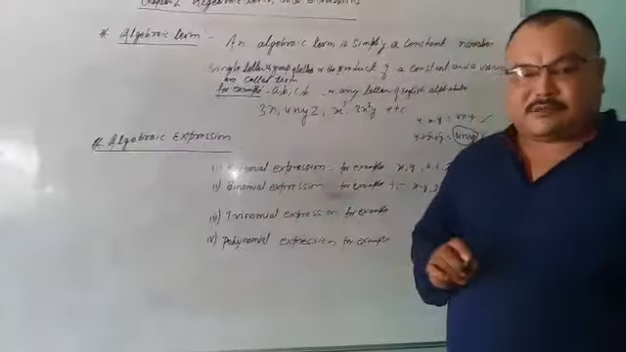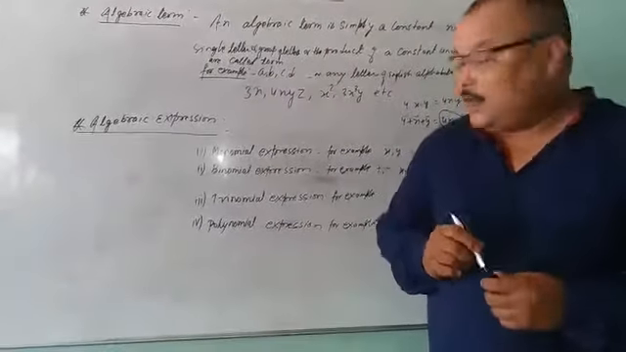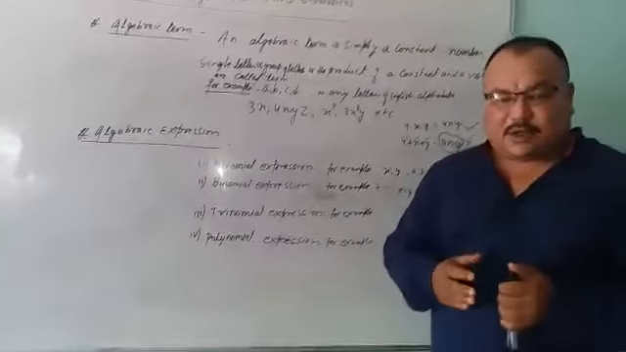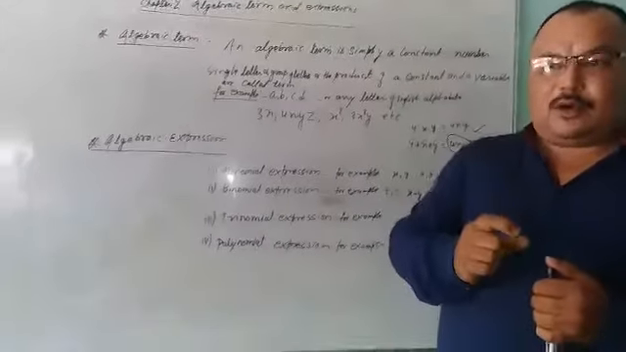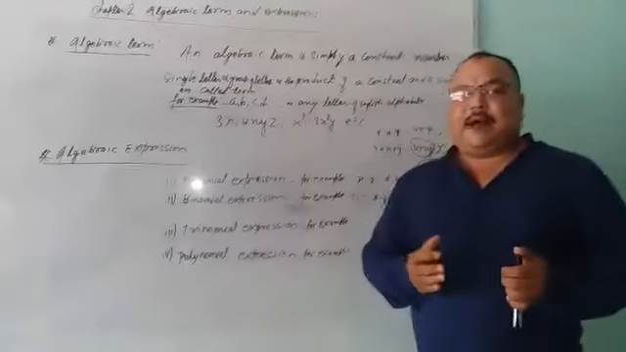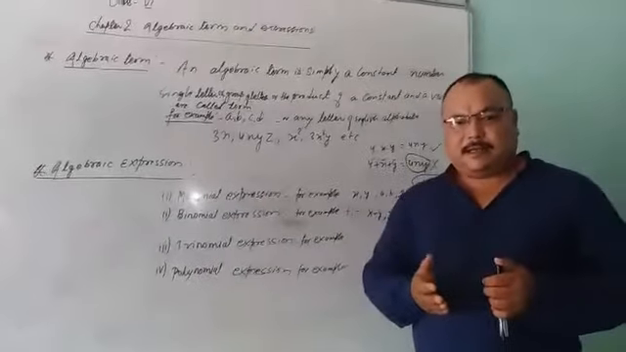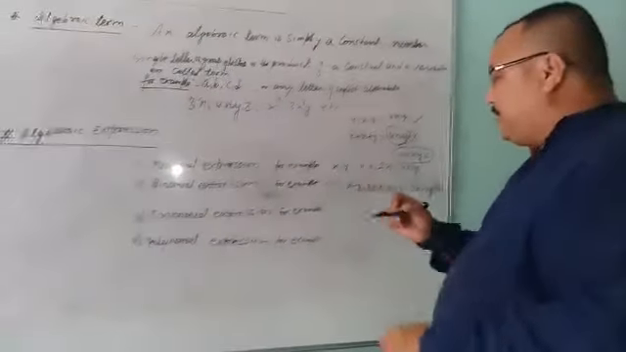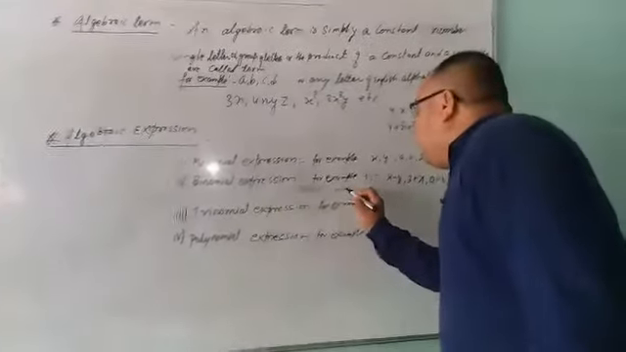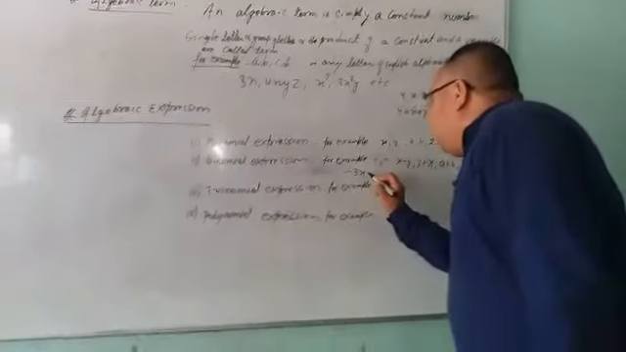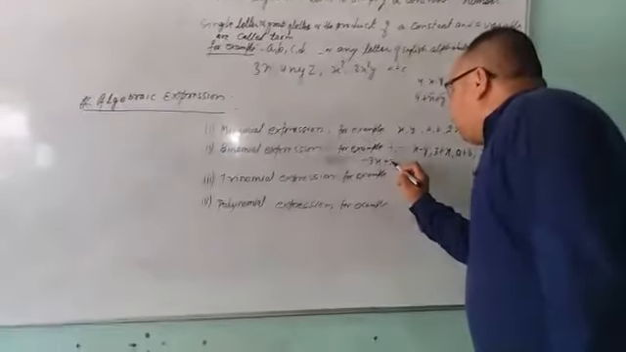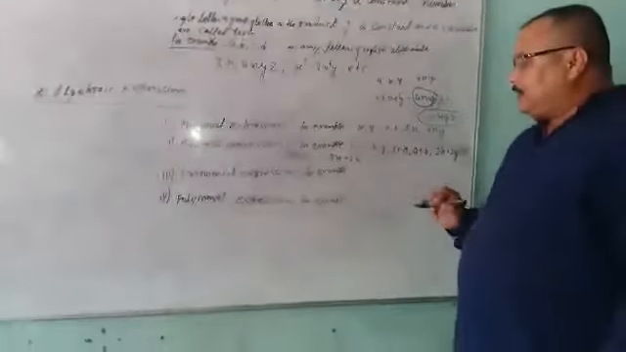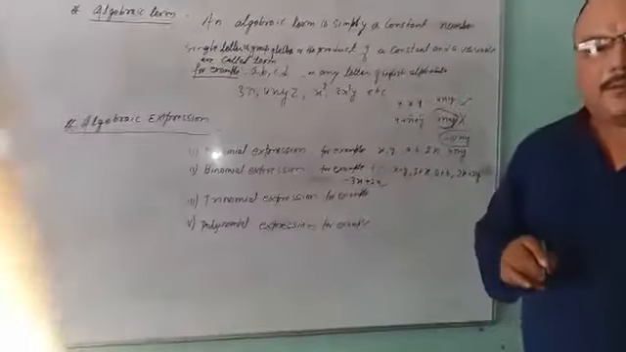So binomial expression means, what do you understand, students? A binomial expression is an expression which has two terms, and the terms are separated by a plus or minus sign. Similarly, one more example you see here, minus 3x plus 2x. Would you say that this example is a binomial expression?